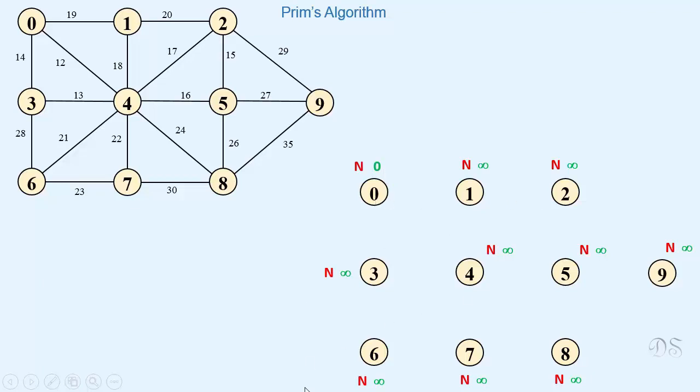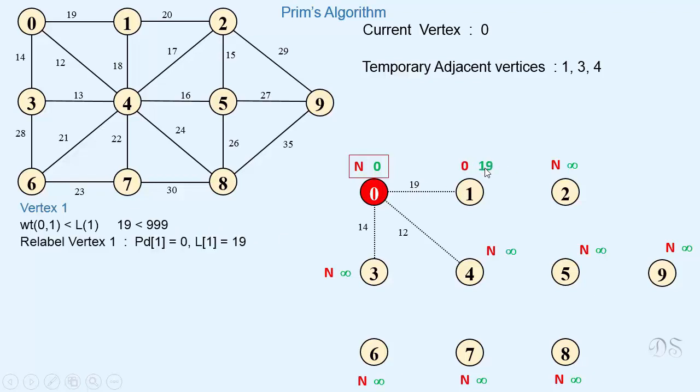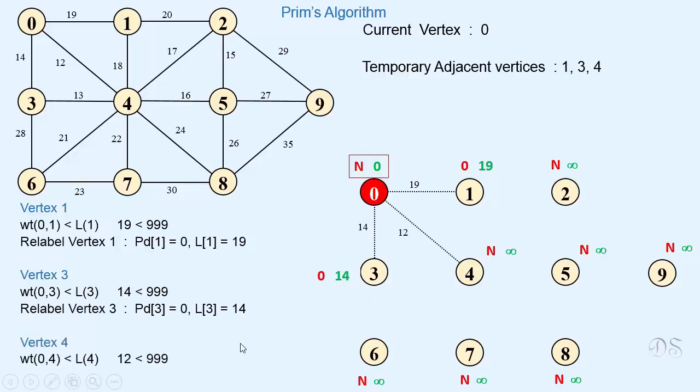Now from all the temporary vertices, we have to select the temporary vertex with minimum length. This is the vertex with minimum length. So we'll make it permanent. And now this is a current vertex. So we'll examine all temporary vertices adjacent to this vertex 0. First we take this vertex 1. This 19 is less than infinity. So we'll relabel it. Next we take this vertex 3. This 14 is less than infinity. So we'll relabel it. Next we take this vertex 4. This 12 is less than infinity. So we'll relabel this also.